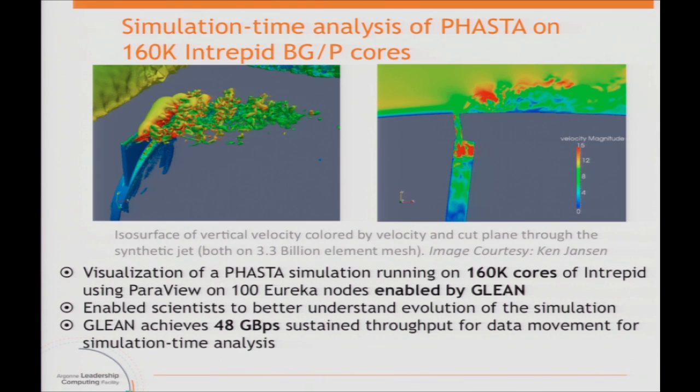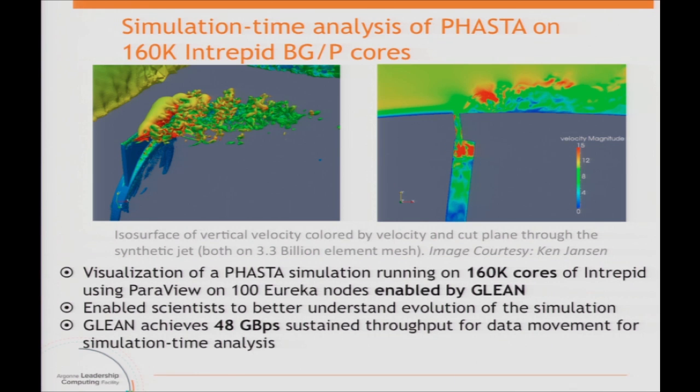At the same time, you could start seeing features and trends. Here we are applying an isosurface as well as a cut plane at simulation time, live, while the simulation is evolving. They found this really interesting, where they could see how it is evolving over a period of time, change some parameters, and run it again at scale.